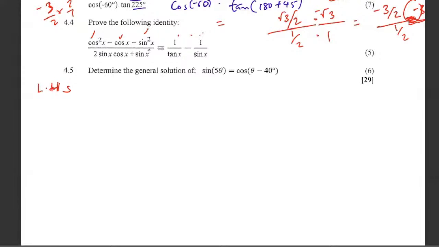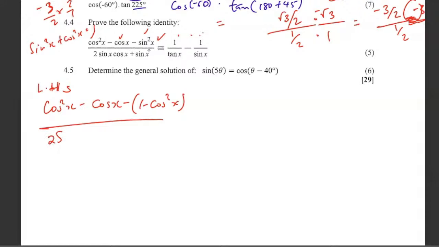Okay, so when I look at the top, I can try to group. It looks like a quadratic, but something seems to be short. So for me to make life a little bit easier, let me change the sign because it looks to be odd. So I can have the cos squared of x minus cos of x minus 1 minus cos squared of x. I'm using the identity of sine squared plus cos squared equals 1. Then over that same thing, 2 sine x cos x plus sine x.